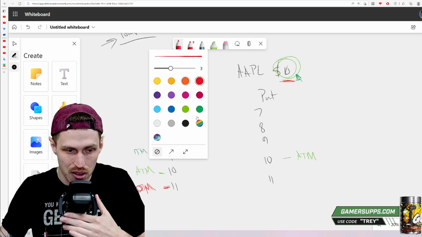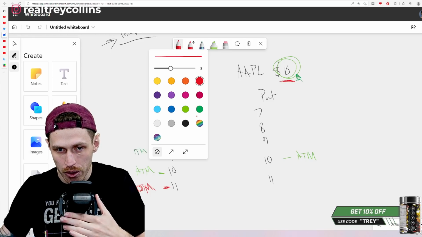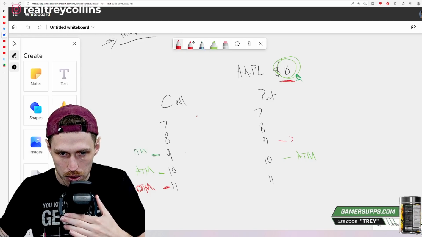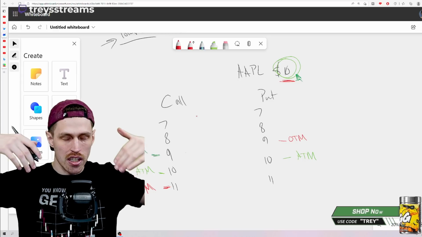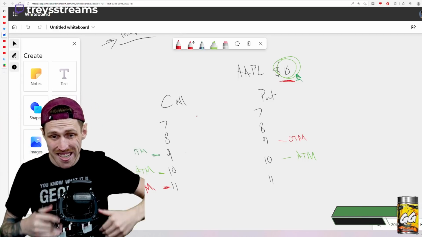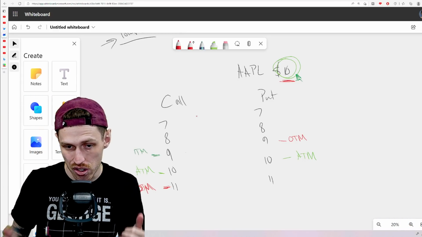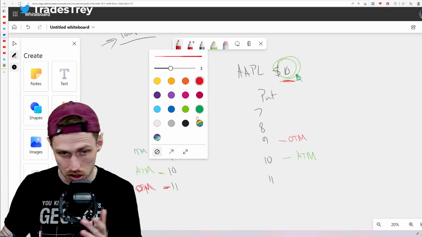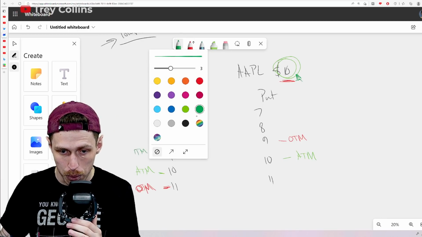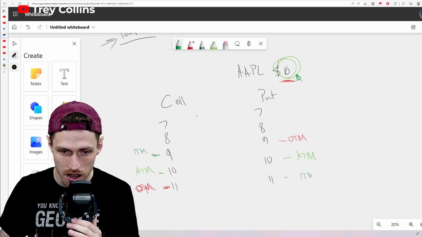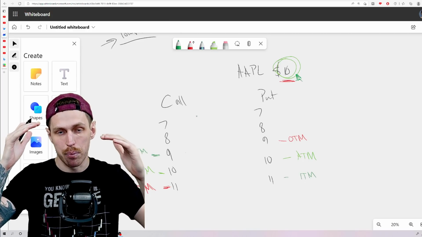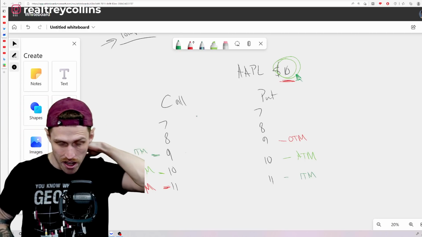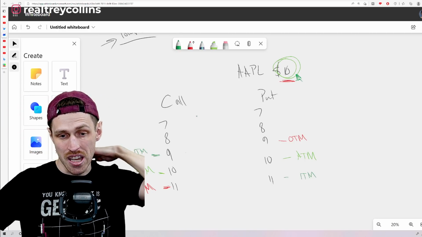Puts are the exact opposite. Out the money for a put would be $9, because it's beneath the current stock price, which is $10. You're thinking that stocks are going down if you're playing a put. In the money would be above the current stock price if you're playing a put. This would be in the money because it is above the current stock price. It has the least risk associated in terms of out the money, at the money, in the money.